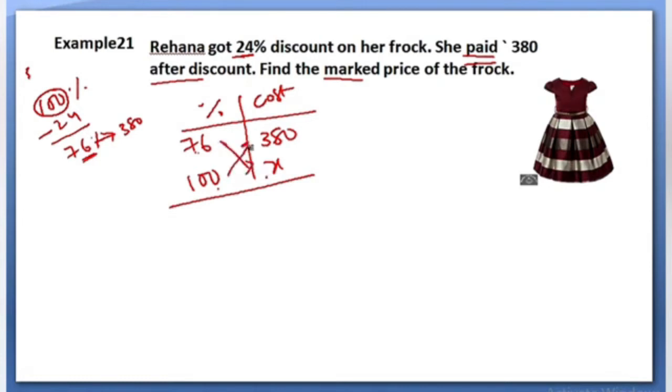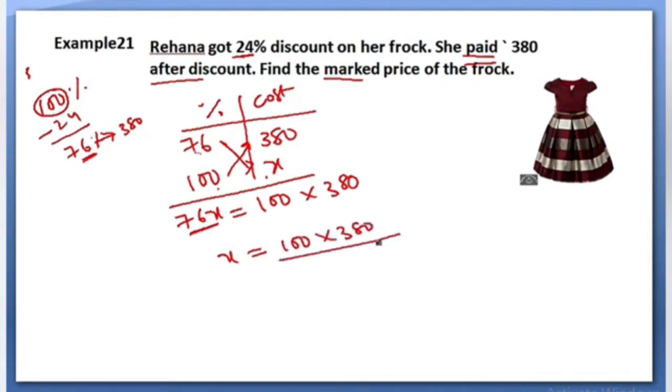Now take the cross product. 76 times x is equal to 100 into 380. Then you should transfer this 76 to the right side, it will become division. So x is equal to 100 into 380 by 76. So 38 ones are 38, and 76 twos are, so cancelling the tens, then 2 times 5 is 10, which is equal to 100 into 5, which is equal to 500. So the market price of that frock is equal to 500 rupees.